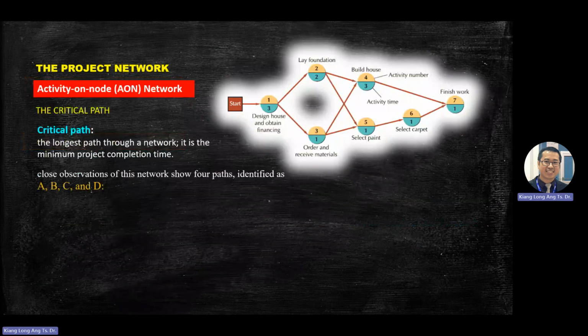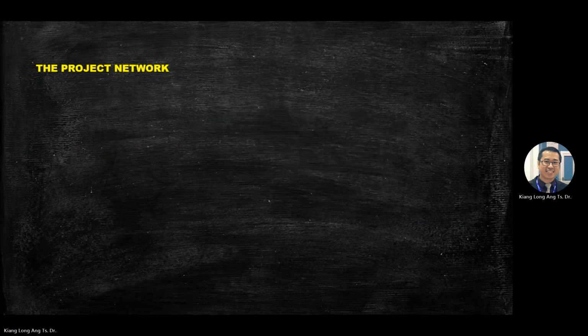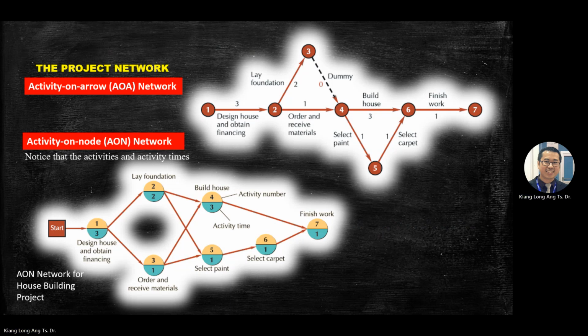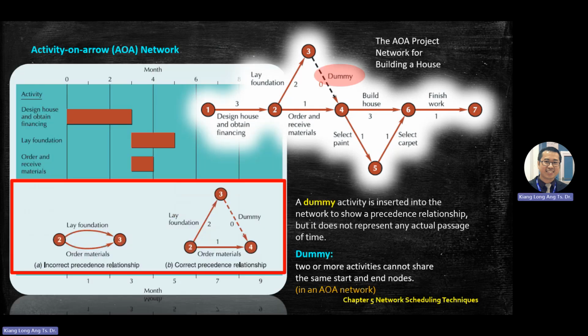Okay, basic idea on all these things. So, okay, let me check. I think this arrow is wrong, not mistaken. Order material, go to build houses. There's some arrow that is wrong in there. Let me see. Lay foundation, go to build houses.